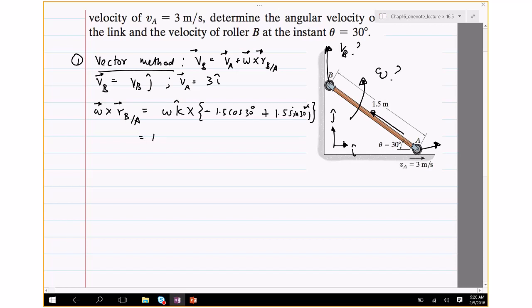So 1.5 omega cosine 30 degrees, k cross i, plus 1.5 omega sine 30, k cross j.